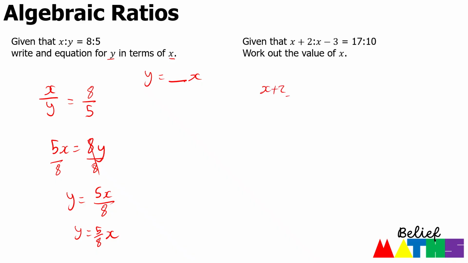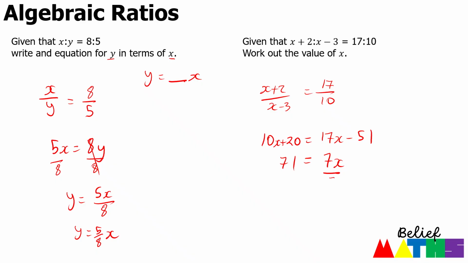We can apply the same logic to the second question. x plus 2 over x minus 3 is equal to 17 over 10. And now we're going to cross multiply. 10x plus 20 is equal to 17x minus 51. And now we can rearrange and solve. I'm going to bring all my x's to the right hand side. That gives me 17x take away 10x is 7x, and 20 plus 51, because the opposite of minus 51 is plus 51, gives me 71.